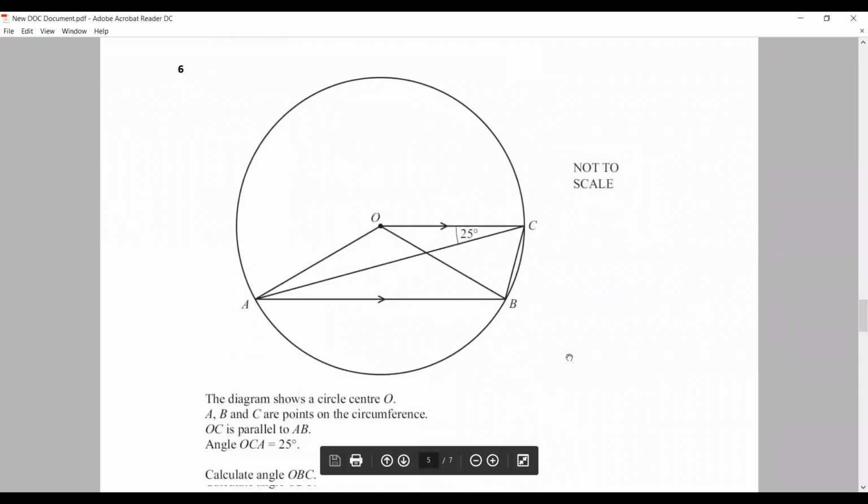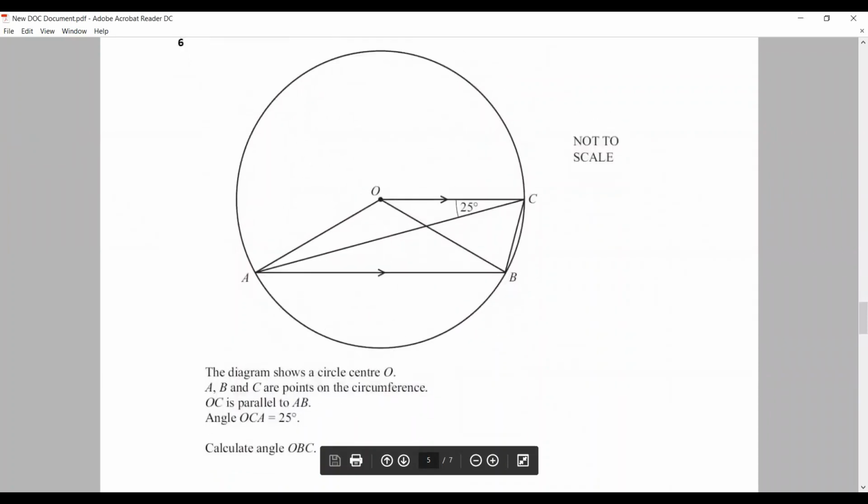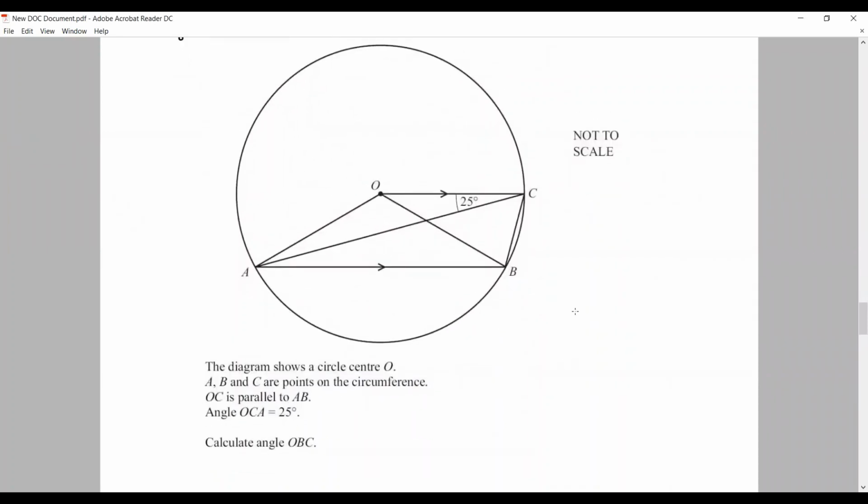Question number 6. Okay, that's a very huge circle. The diagram shows a circle center O. A, B, and C are points on the circumference. OC is parallel to AB. Okay, if that's parallel, this angle, look at this, should be 25, right? So that's immediately what we can conclude. Again, alternate angles, right? So this should be equal to this.